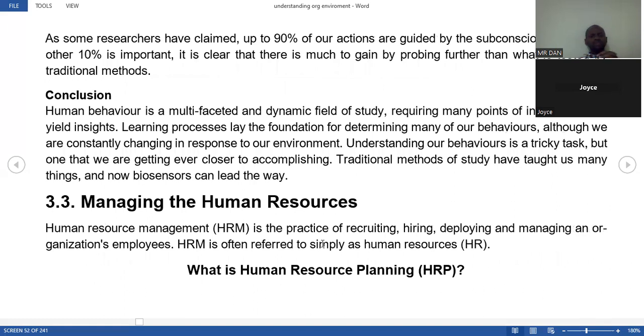So how then do you manage human resource? And this takes us to what we call human resource planning. Remember, human resource is very critical in every organization. And the work of human resource is to recruit employees, to hire those employees, deploy them to various divisions, manage them, and also motivate those individuals to become better versions of themselves. So what is human resource planning?